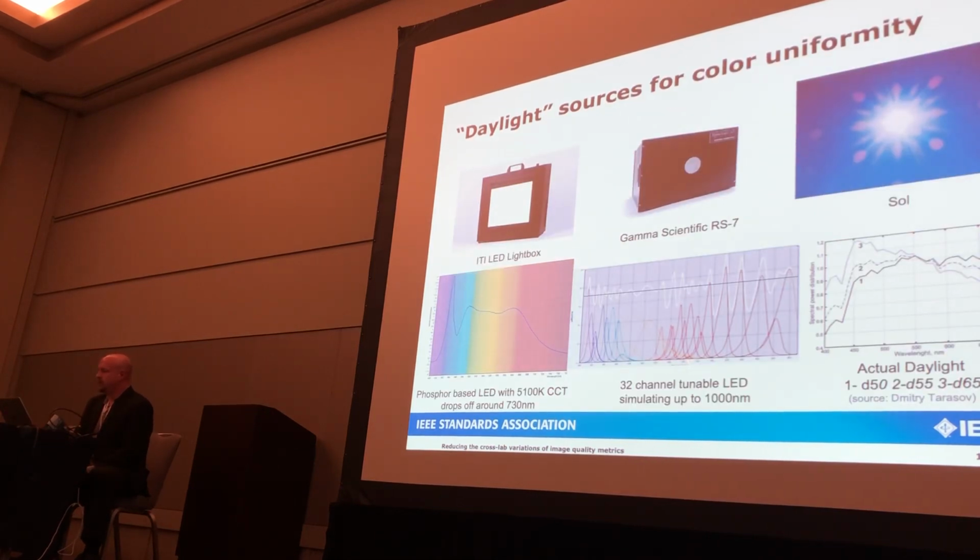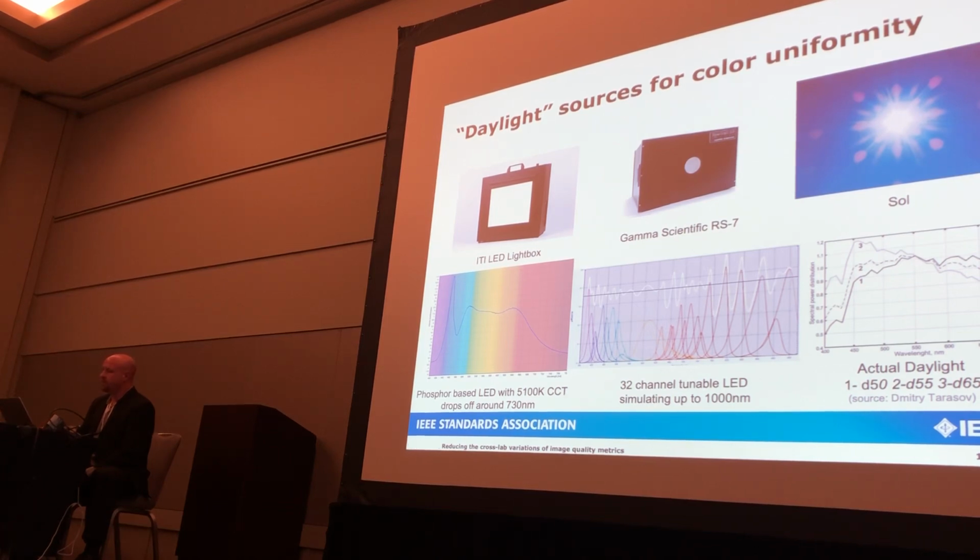So to explore this, we used a couple different light sources that we knew had very good uniformity. We wanted to consider illuminant, which is the most difficult to reproduce within a test lab. So we selected the daylight, or illuminant D. So our standard calls for 5,000 Kelvin color temperature daylight source. And so we used a couple different sources for producing daylight.